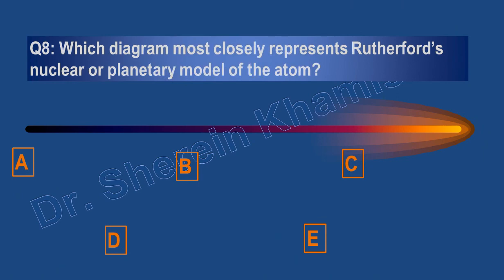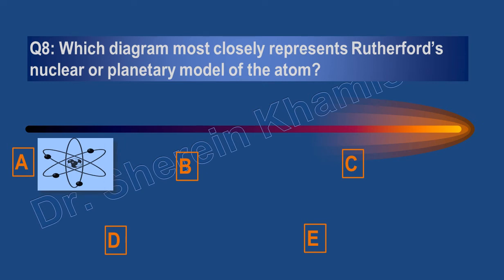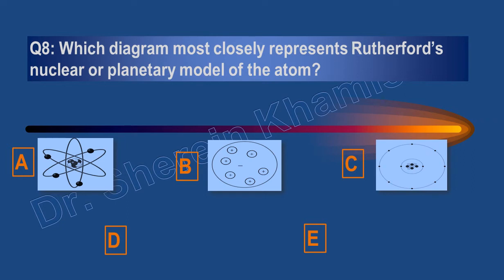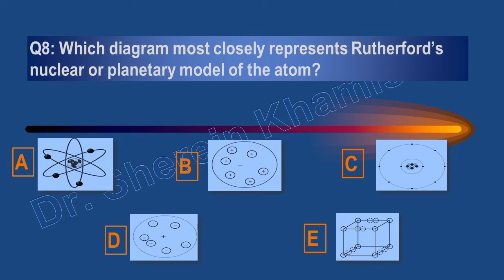Here is question number 8. Suppose we have different diagrams for the Rutherford nuclear or planetary model of the atom. They explain the shape of the model of the atom. We have different forms. The first one shows electrons making a cloud surrounding the nucleus. The second one has positive charge embedded inside the negative charge. Another one has positive and negative surrounded by electrons in one or two definite orbits. Another has negative electrons with positive charge inside it. And the last one has corners of electrons surrounding the positive charge protons.